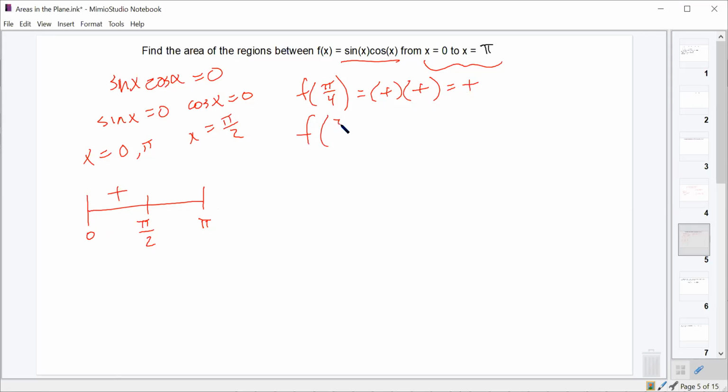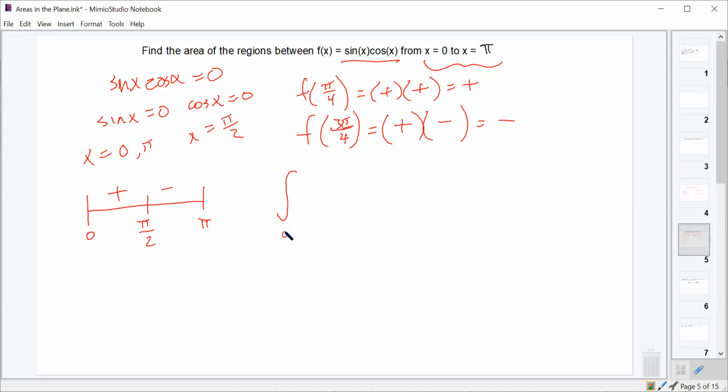If we plug in something like 3 pi over 4, what do we get? Positive times a negative, which should give us a negative, which tells us that our function is below the x-axis. So we're going to have to break this down into two different integrals, right?